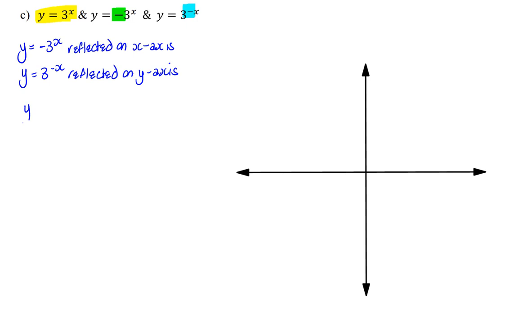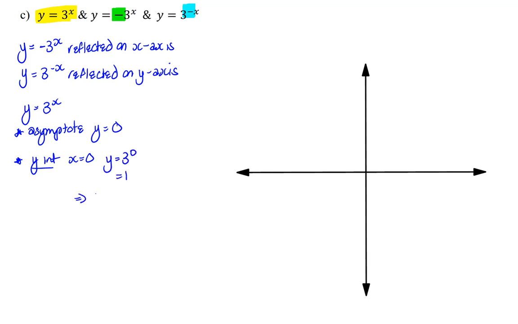So I'm going to start by drawing the basic graph, y equals 3 to the x. There's no horizontal or vertical translations, so I know my asymptote is at y equals 0. That means I have no x-intercepts. So my y-intercept is also the basic 0, 1, because x equals 0. Y equals 3 to the 0 is 1. So that basic point, because I haven't translated anywhere.